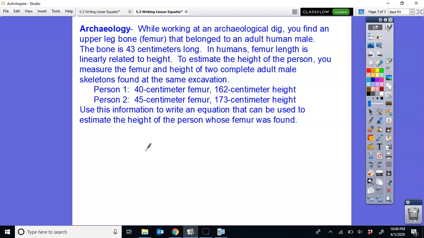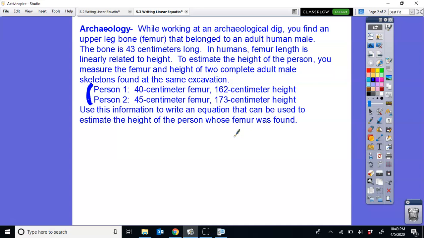at the same excavation. So let me give you the concept of what you're doing here. You are finding these remains at this archaeological dig, and you find an upper leg bone of one particular human. You want to figure out how tall he is. So what you do is you use 2 other people at the same site to find an equation that you can use to figure out how tall he is. Now you could use these 2 other people to also estimate, but what we're doing is we're given an equation, so we have a little bit better mathematical prediction. And so it gives you a legitimate thing that you can tell somebody.